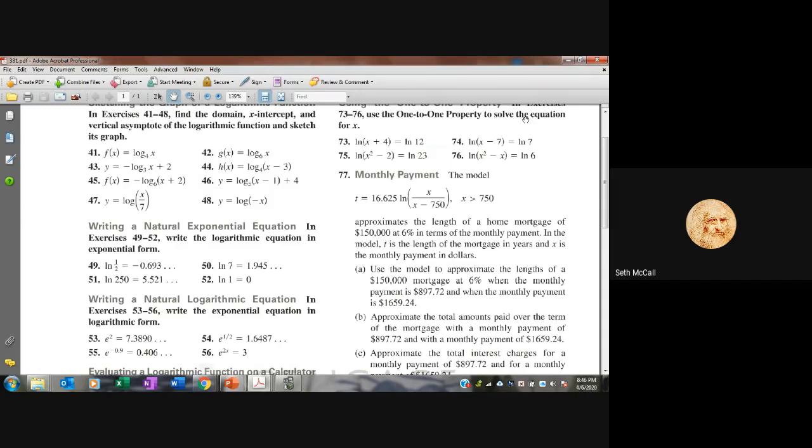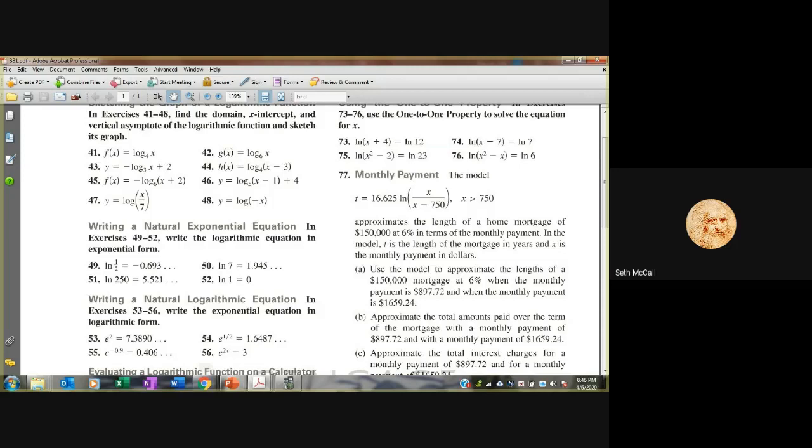49 through 52, they ask you to write the logarithmic equation in exponential form. So the first one was natural log of 1/2 equals. I'm actually going to try to just write over this rather than switching screens because it's a little tough for me to remember. So I am going to change this into red.